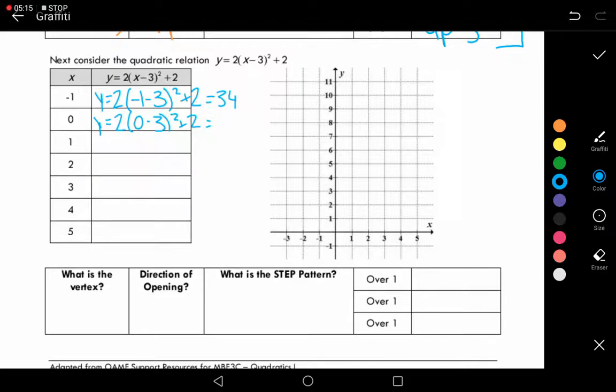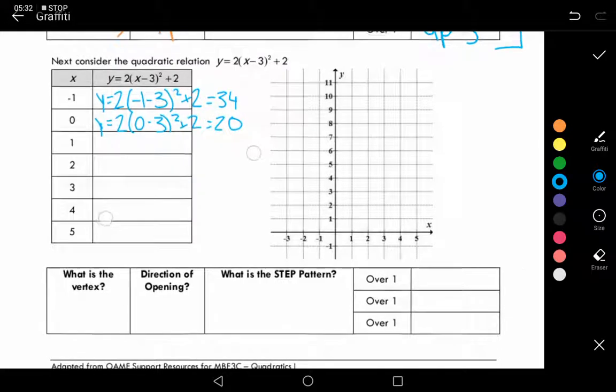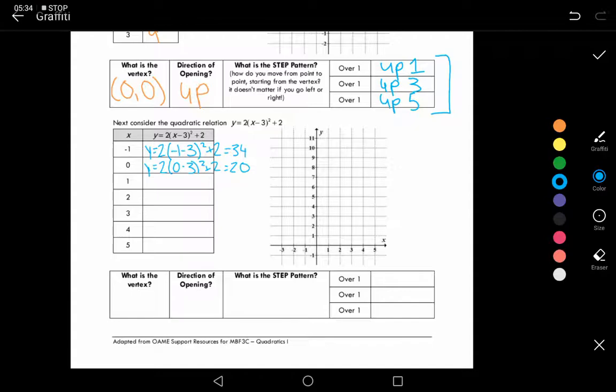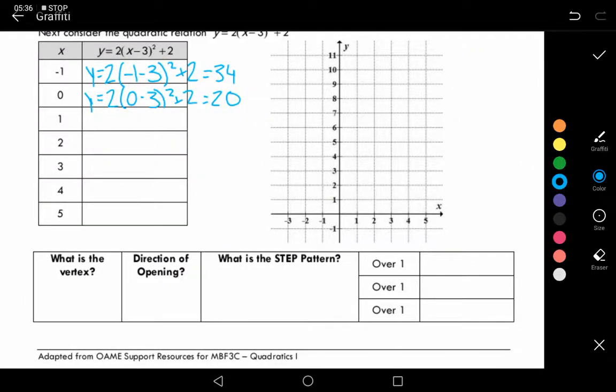We would use BEDMAS here, right? We would do the brackets first. 0 minus 3 is -3. And then we would do the exponents. -3 squared is 9. Then we would do our multiplication. 9 times 2 is 18, plus 2 is 20. So maybe just make yourself a little note to keep in mind BEDMAS here.